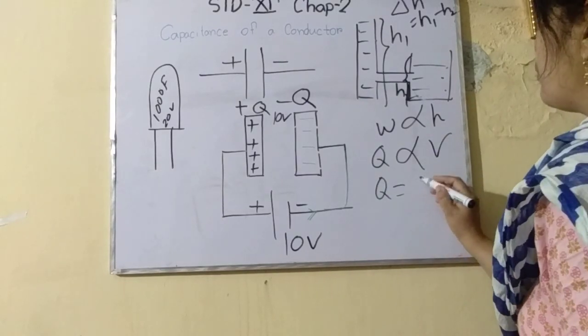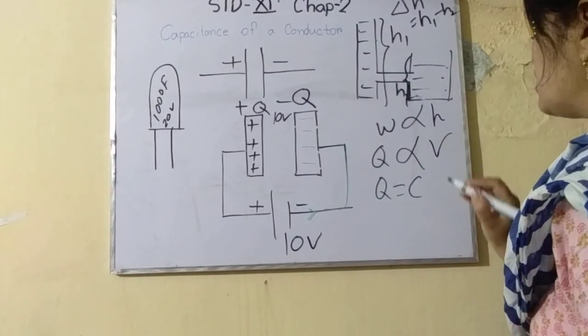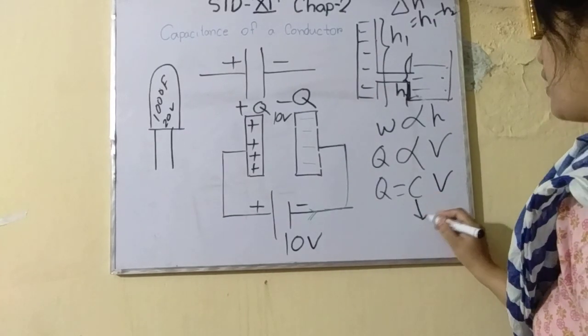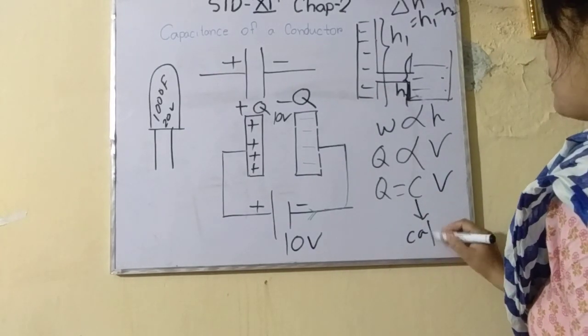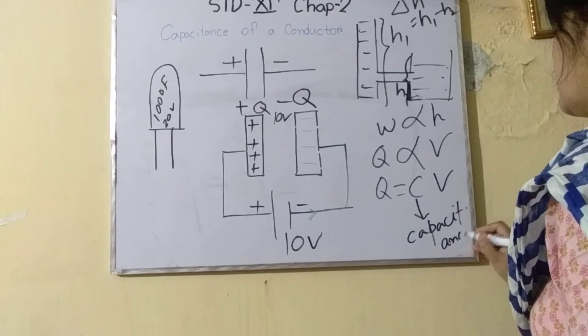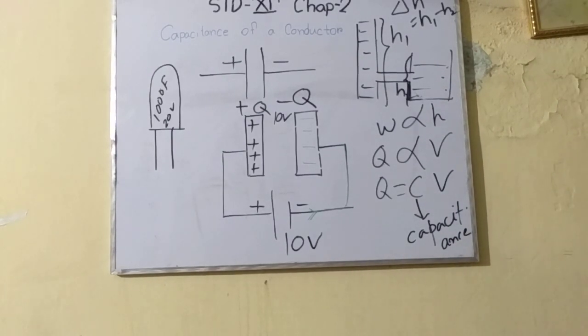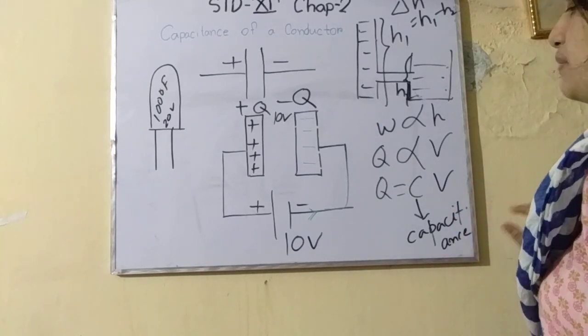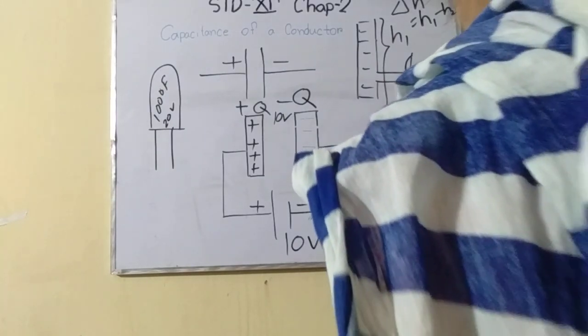We will take one constant here, that is C. So we can write, this C is what? C is capacitance. Capacitance, that is called dharokotto in Bengali. Capacitance means dharokotto.